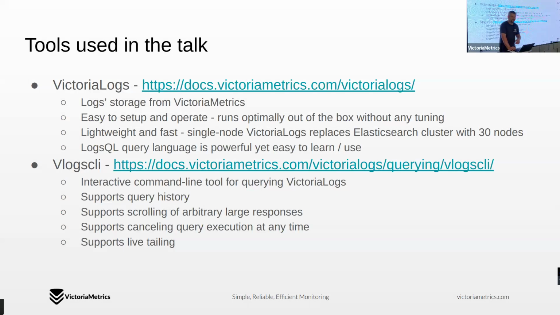And Vlogscli supports live tailing, like the tail -f command in Unix. You can investigate the logs with additional filters. So you type some filters and some data transformations for these filters, and then you can look at logs matching these filters with these data transformations in real time.